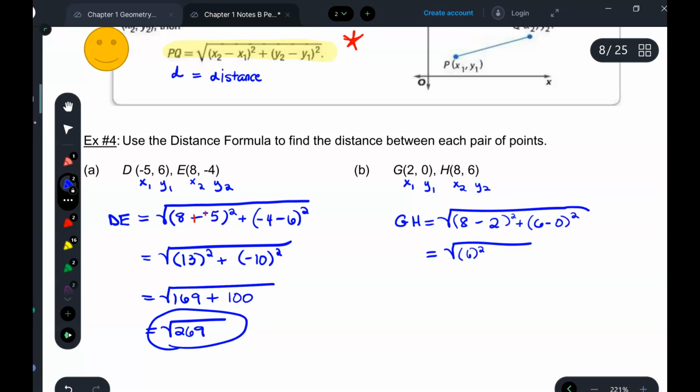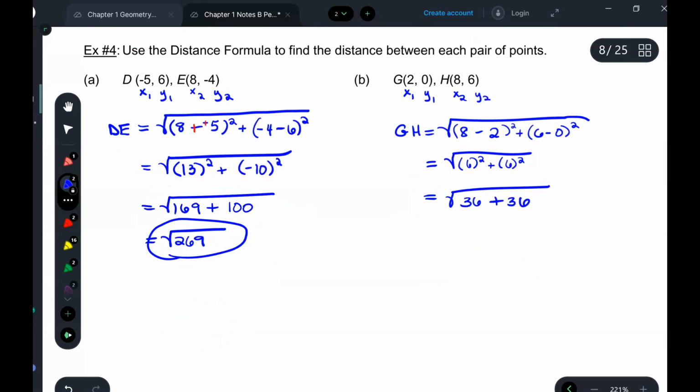So this is going to be 6 squared plus 6 squared. So that's just 36 plus 36. Good. It's actually not too bad if you have the formula memorized. Exactly. It's the same thing over and over again.